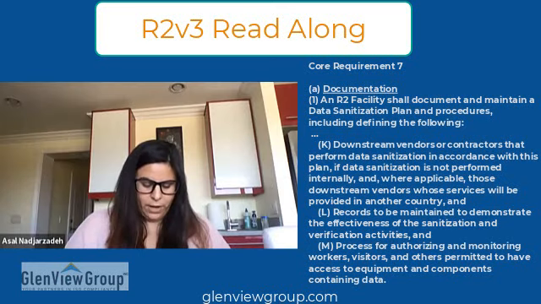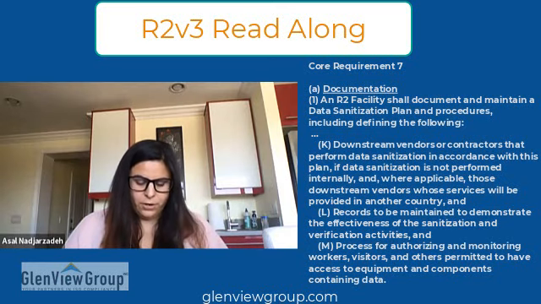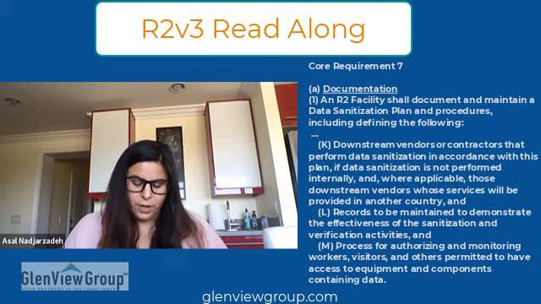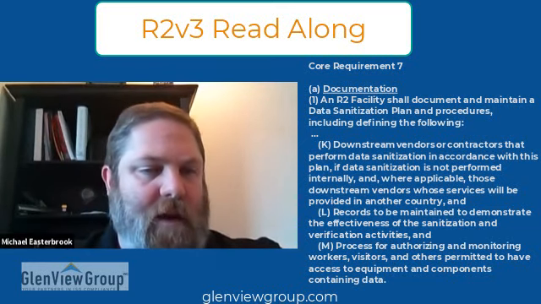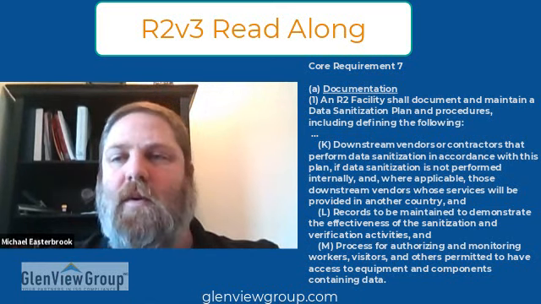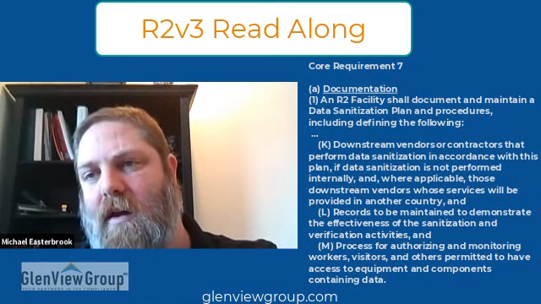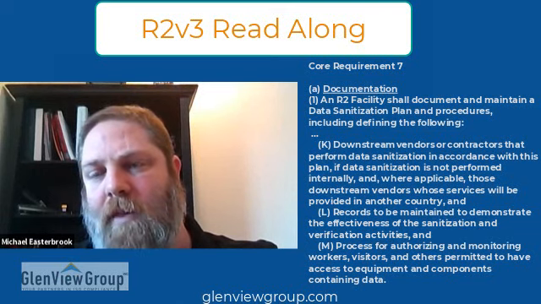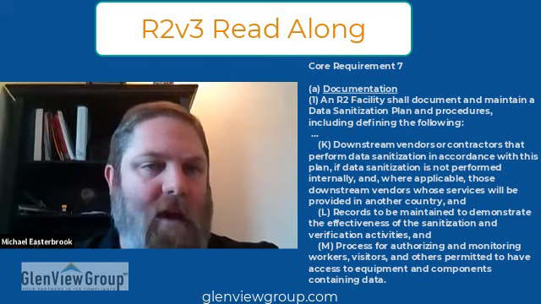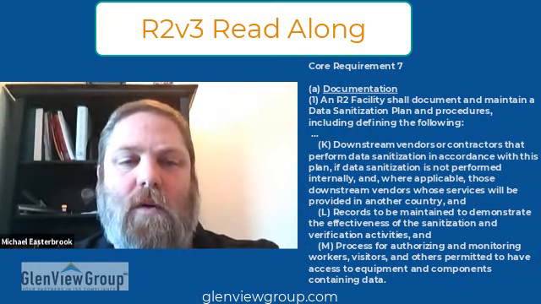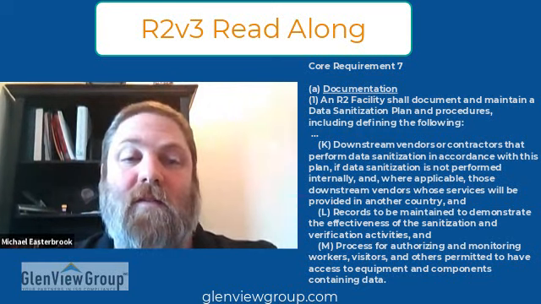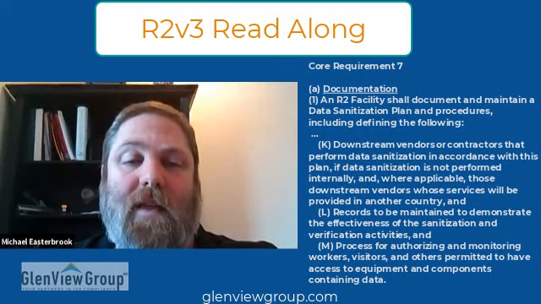And then 1M, process for authorizing and monitoring workers, visitors, and others permitted to have access to equipment and components containing data. This is something like a sign-in sheet, similar to what's required under the NAID standard, where you have to have a log for people that are coming into the area that is dedicated to data security, or even just the building itself. So you have to define the process there. This is a new requirement that wasn't required under R2 2013.